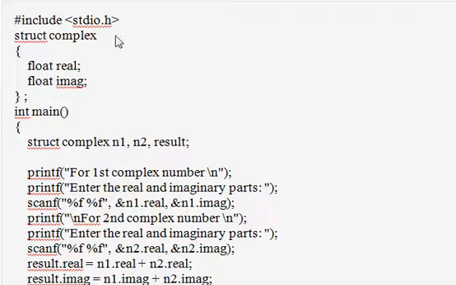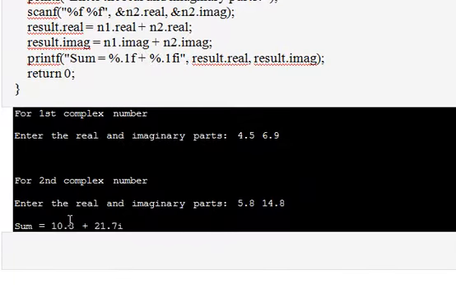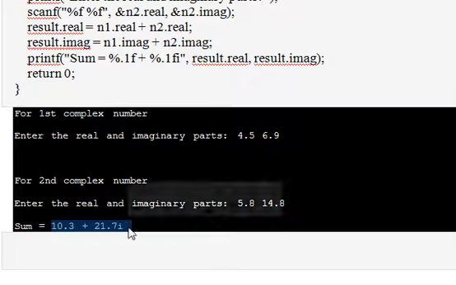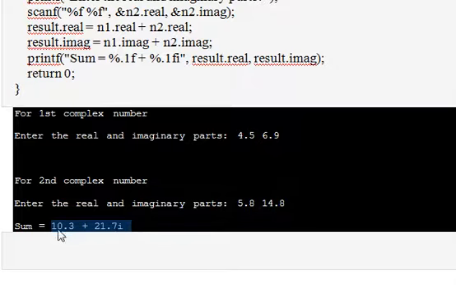Hello friends, now I am going to explain about the program addition of two complex numbers. Generally a complex number has two parts: one is the real part and the second one is the imaginary part. For example, 10.3 plus 21.7i is a complex number. Here 10.3 is the real part, and 21.7 is the imaginary part.